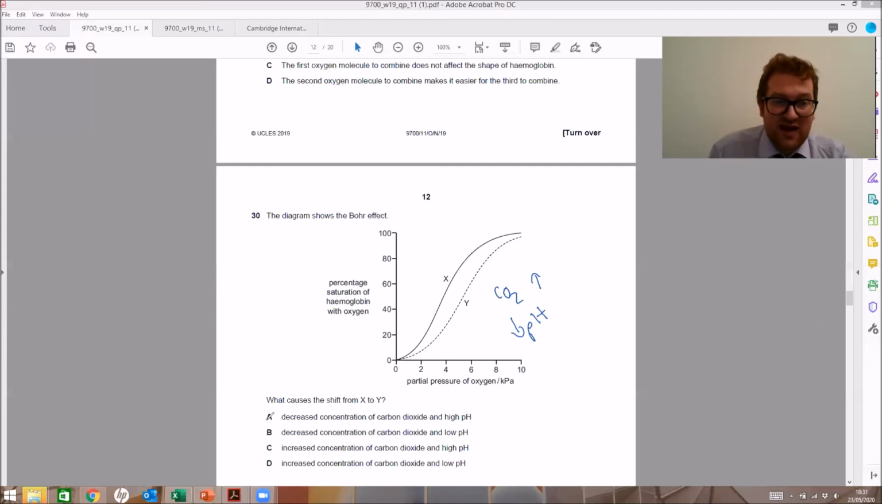So let's look at the options. A, decreased concentration of carbon dioxide and a high pH. Well, no, that does not affect it. Having a low concentration does not increase the pH. B, decreased concentration and a low pH. Well, no, we established that an increase in concentration causes a decrease in pH. C, an increase in concentration of carbon dioxide and a high pH. Well, yes, the concentration increased, but more carbon dioxide does not raise the pH, which would suggest it becomes more alkaline, and that is not true. D, an increased concentration of carbon dioxide and low pH. Yes, D is correct. Good.